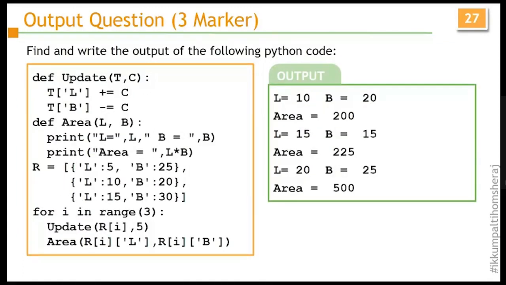Then we have find and write output. This is a 3 marker question, so you have to increase the complication level here. So we have a dictionary which is part of a list, so it is a nested concept. A list is containing 3 dictionaries, and in each dictionary you have length and breadth of various objects. With the help of update, we are making a change in the original data of the dictionaries which are part of the list, and then we are simply displaying length, breadth, and area.